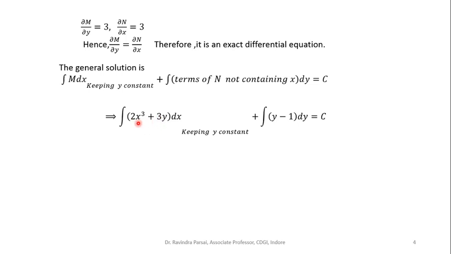What is the integral of the first term? The first term integration is 2x^4 upon 4, then 3xy, and then this term integration is y square upon 2 minus y. That is, the answer is 2x^4 upon 4 plus 3xy plus y square upon 2 minus y equal to c, where c is the constant of integration.